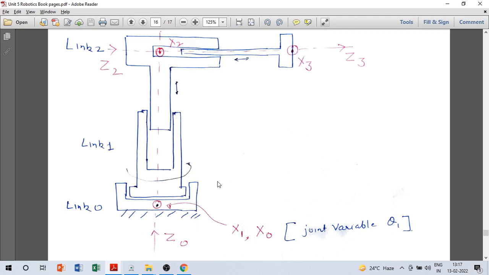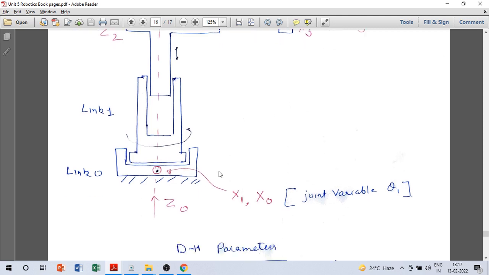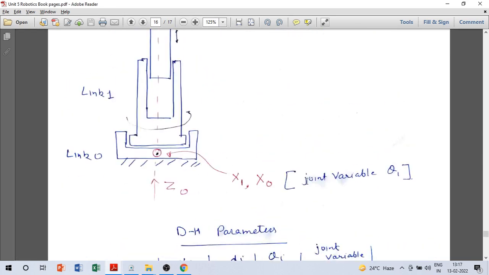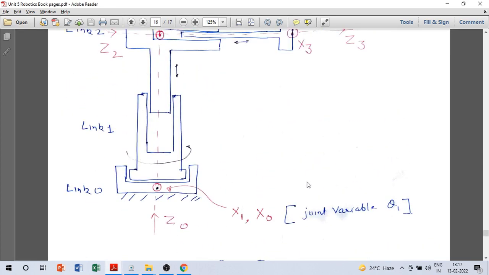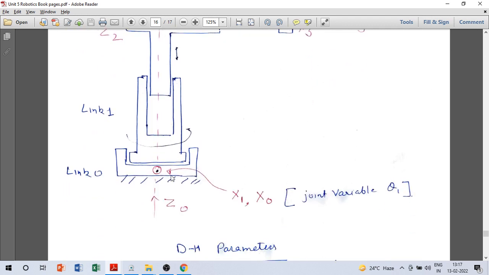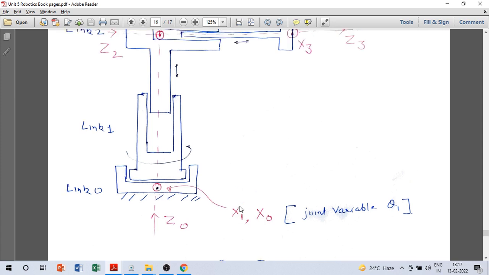We have not assigned x i minus 1 yet, so actually this point doesn't help here as such. The way I have taken it here, the axis x1 is perpendicular to z0 and z1, and I have taken it like this. It is perpendicular to both, and the way it is drawn, it comes out of the paper. That is how axis x1 is taken here.